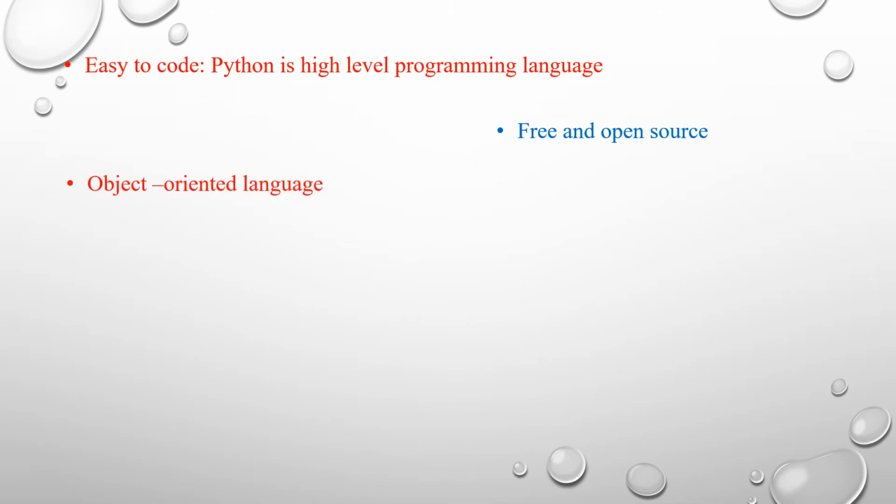Python is an object-oriented language. One of the key features of Python is object-oriented programming. Python supports object-oriented concepts such as class, objects, encapsulation, etc.